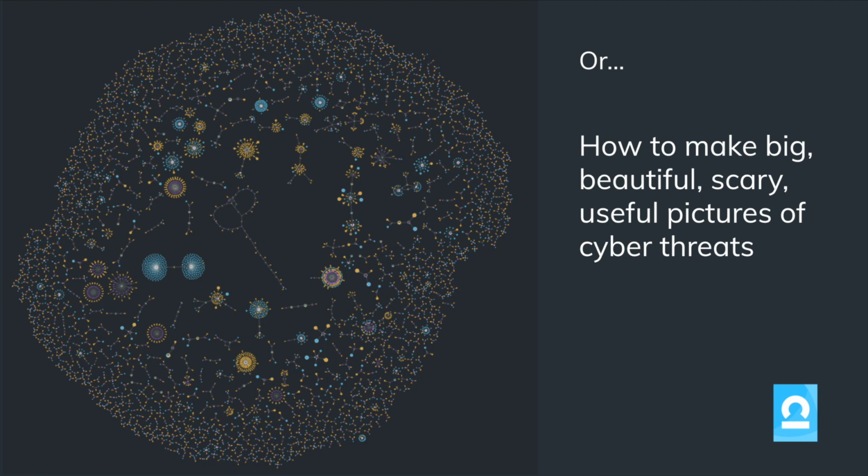So another title for this talk is this one: How to Make Big, Beautiful, Scary, Useful Pictures of Cyber Threats. The picture on the left is an example of the kind of picture we're going to be drawing today, and I think you can certainly argue it's big and beautiful. Is it scary? Well, that depends on what the data is all about. We'll find out more about the data behind this picture as we go. And most importantly of all, is it a useful picture? And that's really what we're going to be asking ourselves today. How can we make these visualizations not just big and beautiful, but also useful?